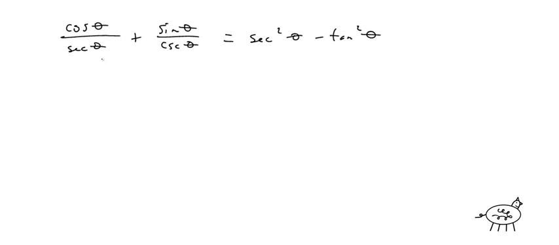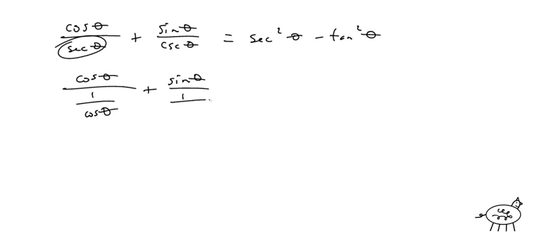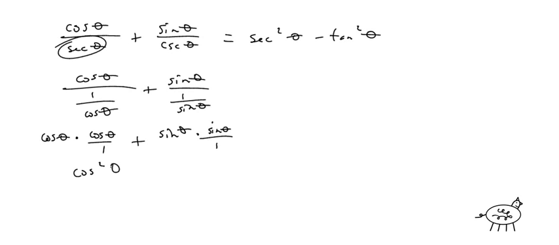But it's kind of your call. So what I'm going to do is just turn things into sines and cosines, because I noticed that this guy right here is just 1 over cosine. So it's cosine of theta over 1 over cosine of theta plus sine of theta over 1 over sine of theta. And then I flip it around: cosine of theta times cosine of theta over 1 plus sine of theta times sine of theta over 1. It gives me cosine squared of theta plus sine squared of theta.